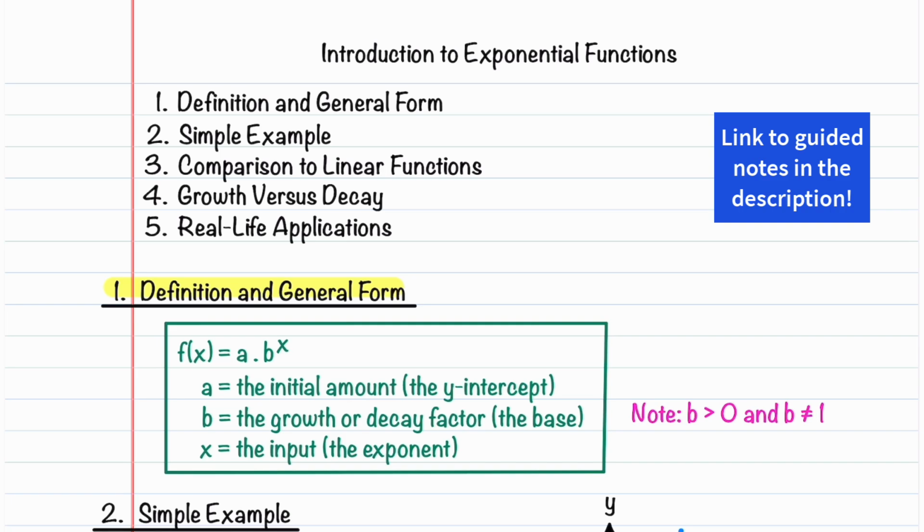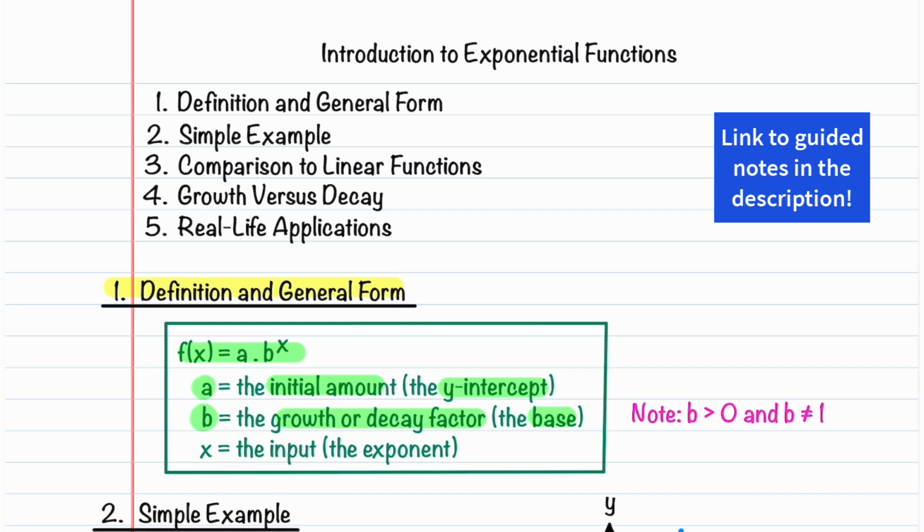An exponential function looks like f of x is equal to a times b raised to the x power. A is a constant, and it's the initial amount or the y-intercept. It's where the function starts when x is equal to 0. B is also a constant, and it's super important. It's your exponential growth or decay factor, and it's also known as the base of the exponential function.